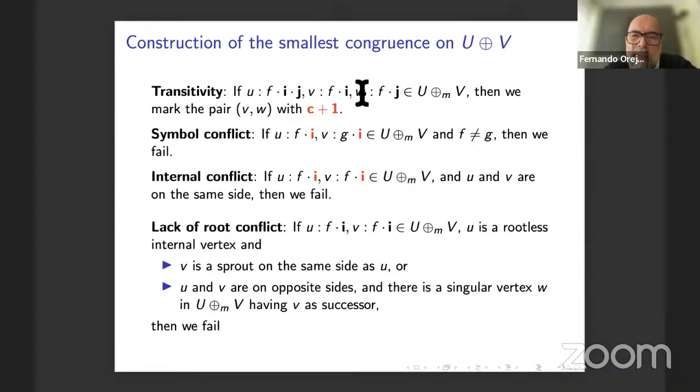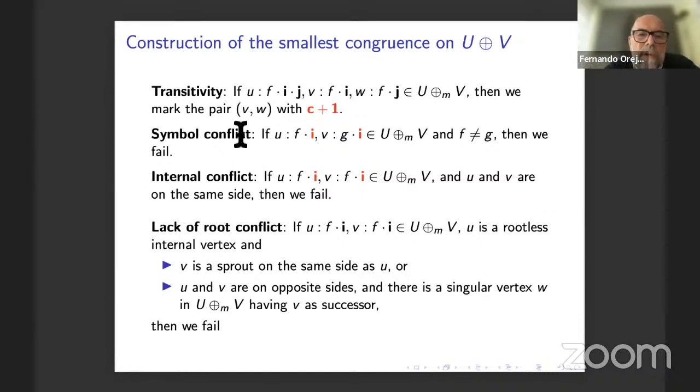In red. And so this may create a new one. So these are the rules for building this congruence, this smallest congruence. And then we have certain rules that detect conflicts, that detect that the terms are not unifiable.